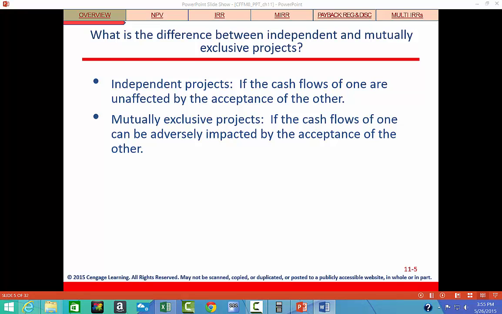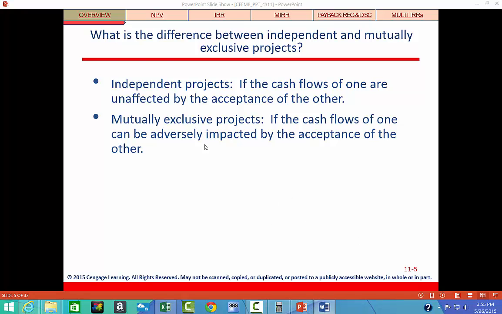So an example of independent projects would be if you're looking at investing in a new accounting system and a new piece of machinery to make toys that your company makes. If you accept one, the other one should not be affected. You could accept both if you have enough money and they both generate a positive net present value.